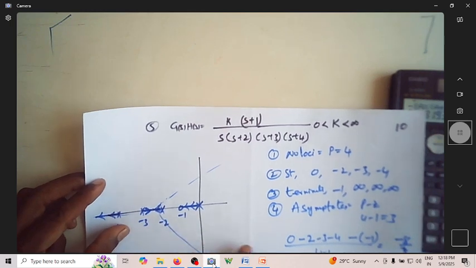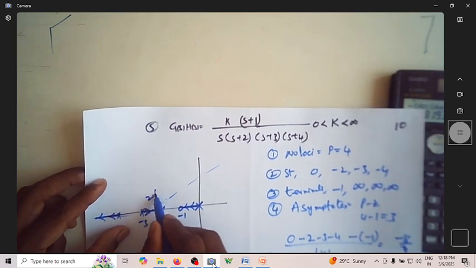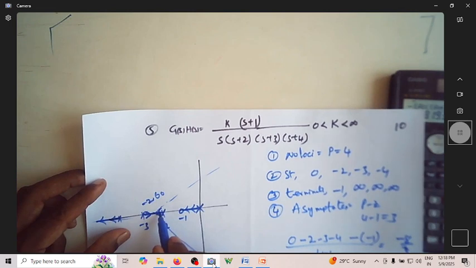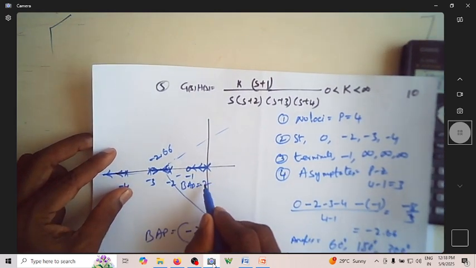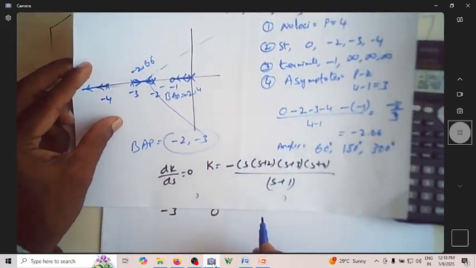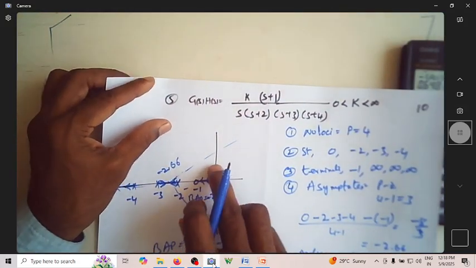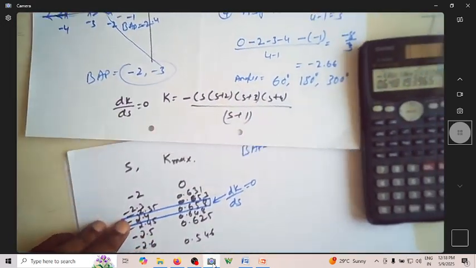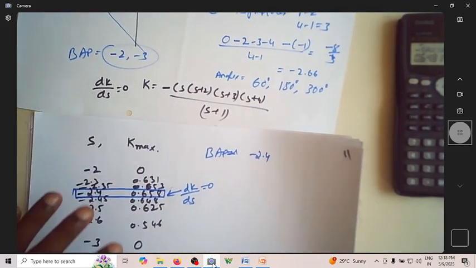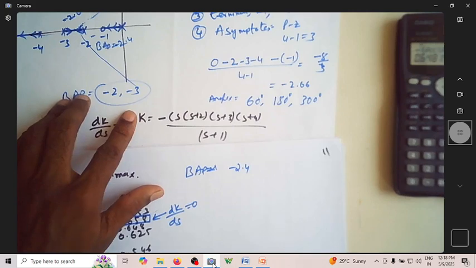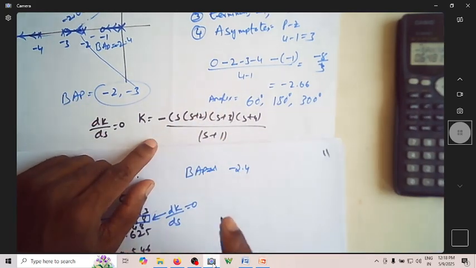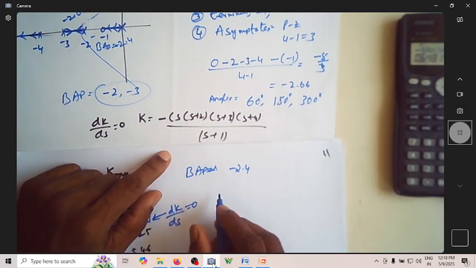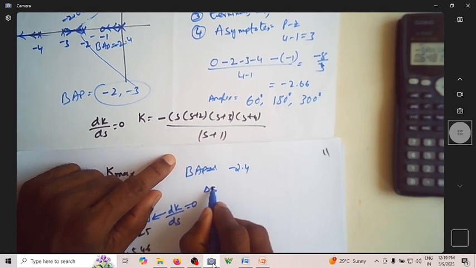Now the centroid is at minus 2.66. The breakaway point is at minus 2.4, and we can also find where the root locus just crosses the imaginary axis. That can be found by writing the characteristic equation. For writing the characteristic equation, you need to find what delta of s is.